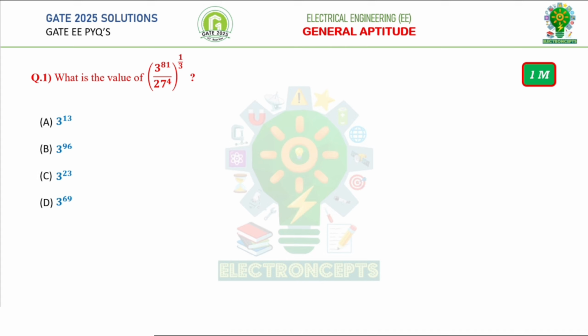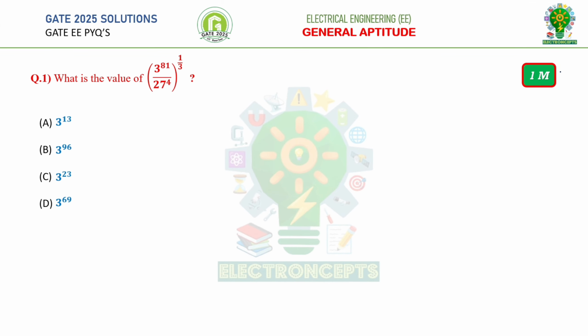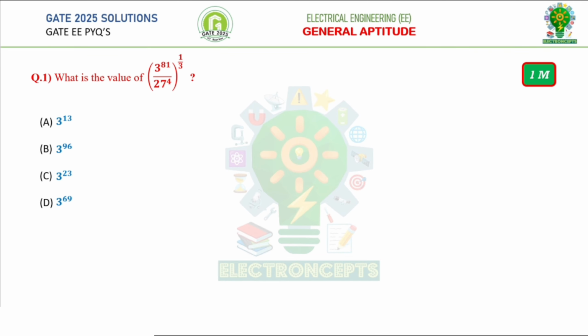First question. What is the value of (3^81 / 27^4) whole to the power of 1/3? This is a GATE 1 mark question. Since the numerator is raised to the power of 3, let's try to make the denominator also raised to the power of 3. We know that 27 can be written as 3 cube. This can be written as (3^81 / (3^3)^4) whole to the power of 1/3.